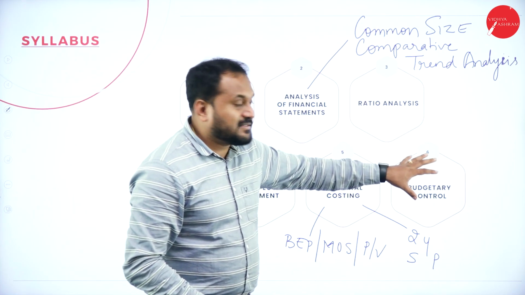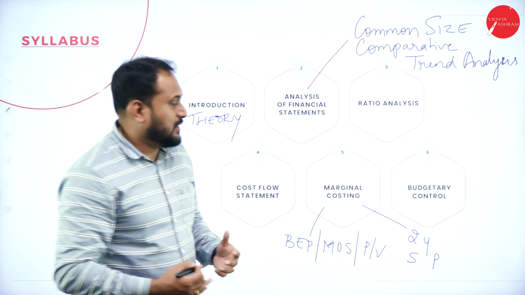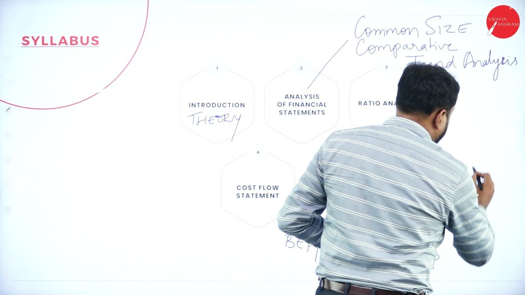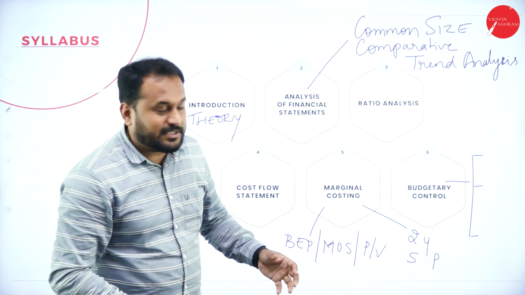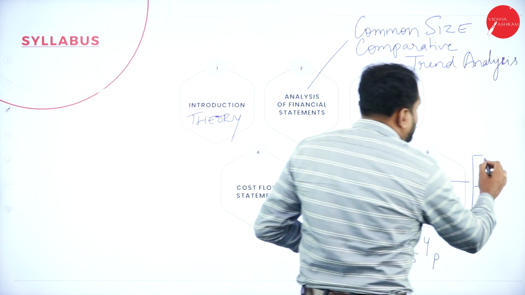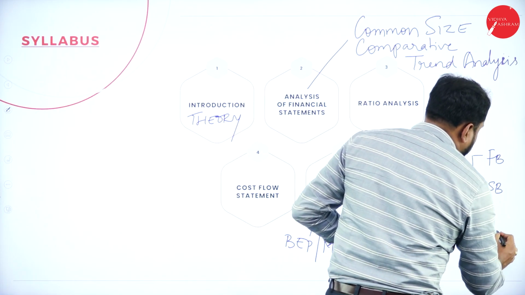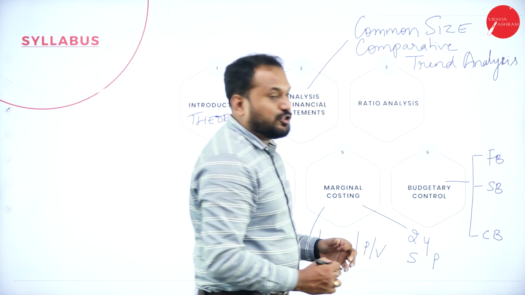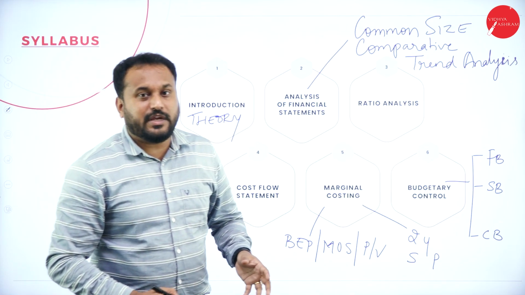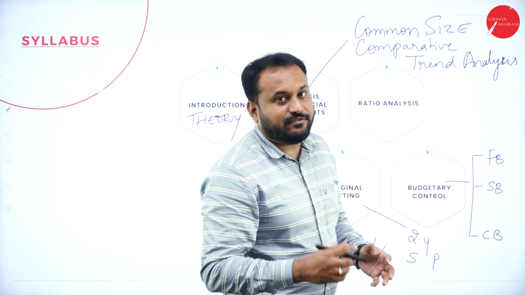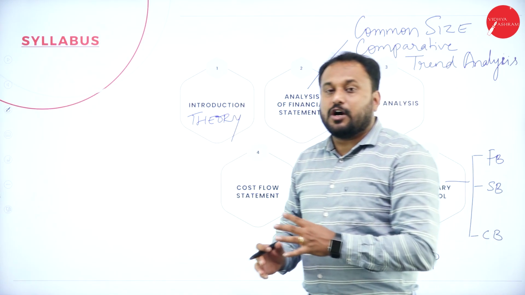Then the last one, the sixth one, here you will get 3 questions. We have 3 types of budgets in your syllabus: the first is the flexible budget, then the sales budget, and then the cash budget. Here also you may get a theory question, that is, the differences between fixed budget and flexible budget. So please be prepared for all these things.